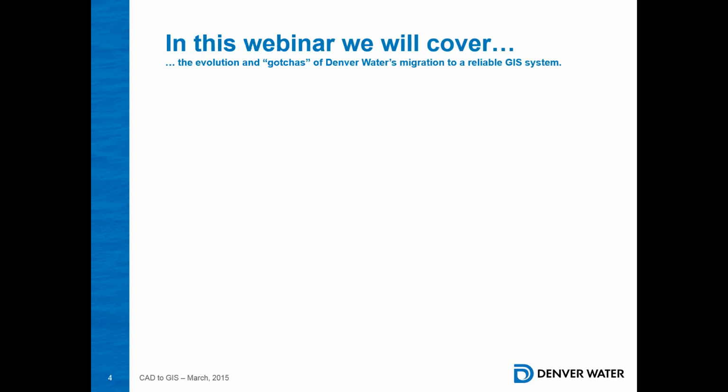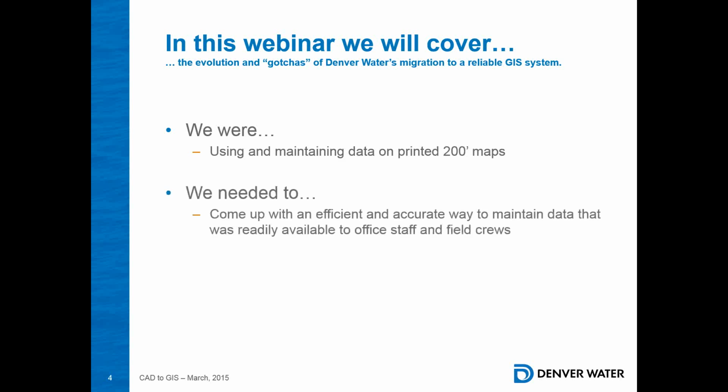In this webinar, we're going to go over the things that we ran into, what we call the gotchas, how we overcame them, and what was the biggest part of our CAD to GIS migration. We were using what we call 200-foot maps. We printed them, and we would have to manipulate everything to get them to our field crews in order to have something to go by when they had busts out in the system or just needed to provide routine work. That didn't seem very efficient, so we decided we needed to do something else. So we came up with an efficient way, and that's where we introduced our GIS.